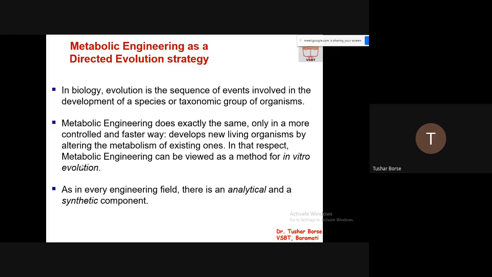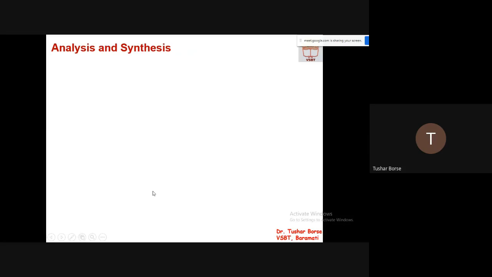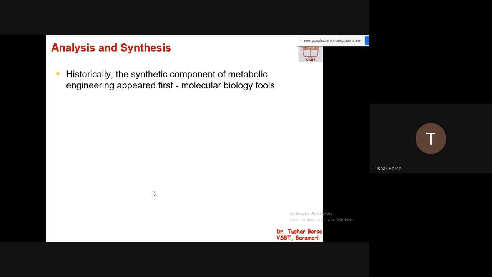Fine. So for going for engineering in the cell, we require two components. There are two components which we should take into consideration. One is called the analytical component and the other is called the synthetic component. Right. So now we are dividing metabolic engineering into these two components, analytical and synthetic. Now what is this analytical and synthetic? The other way you can call them is analysis and synthesis.